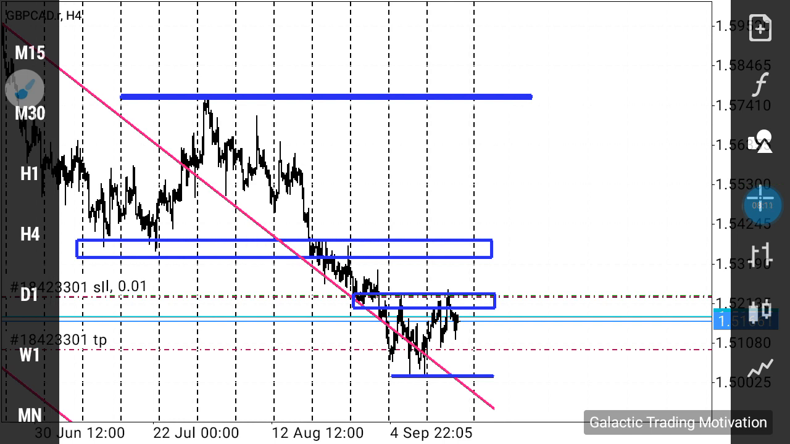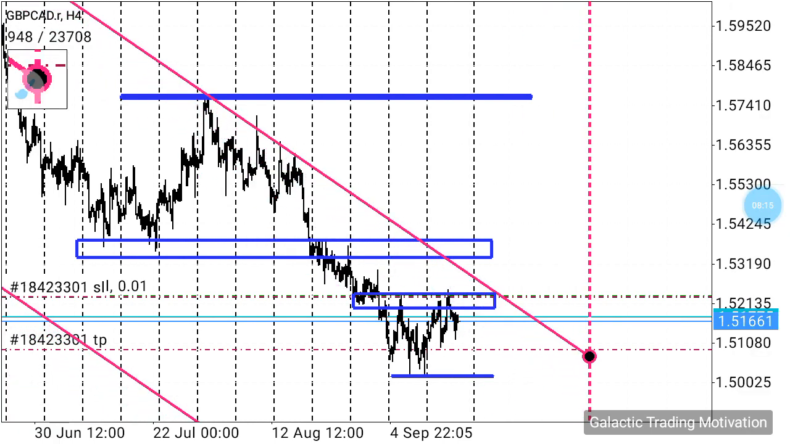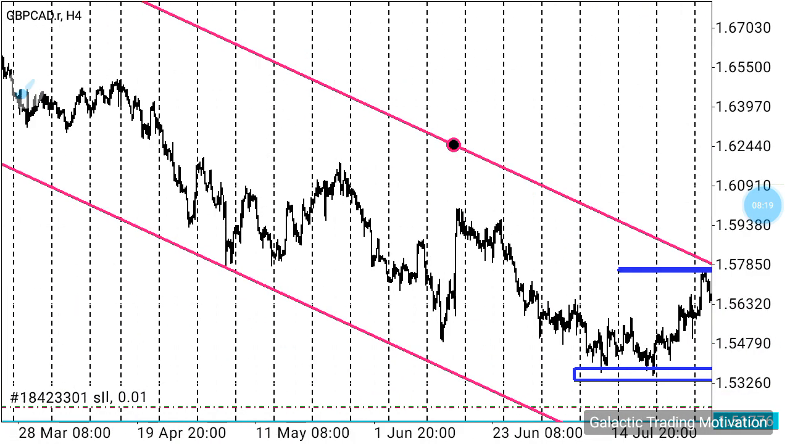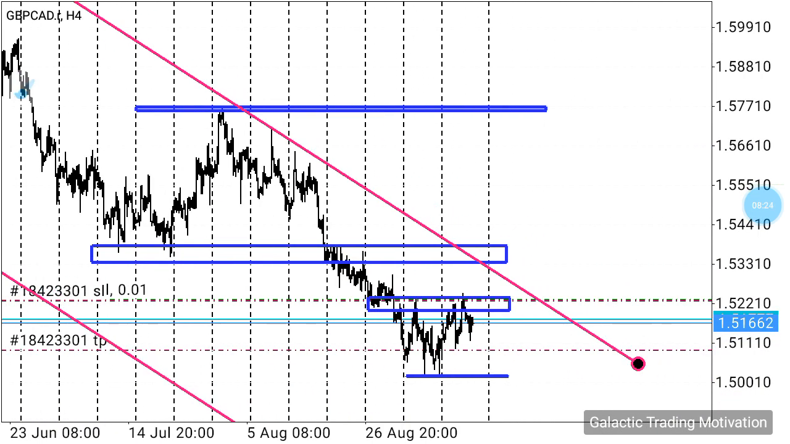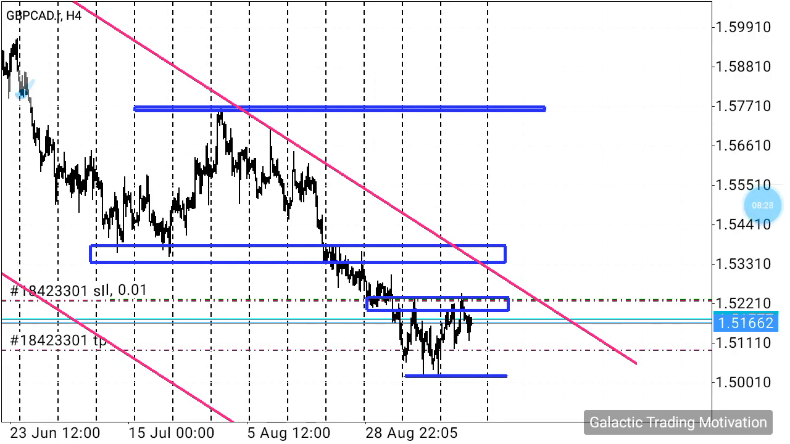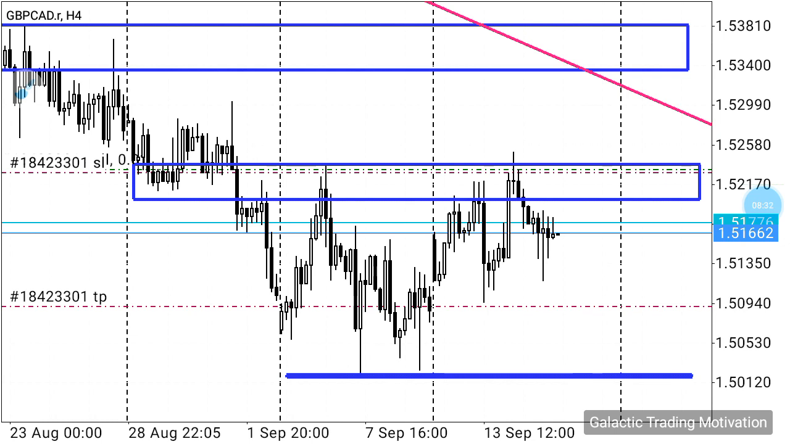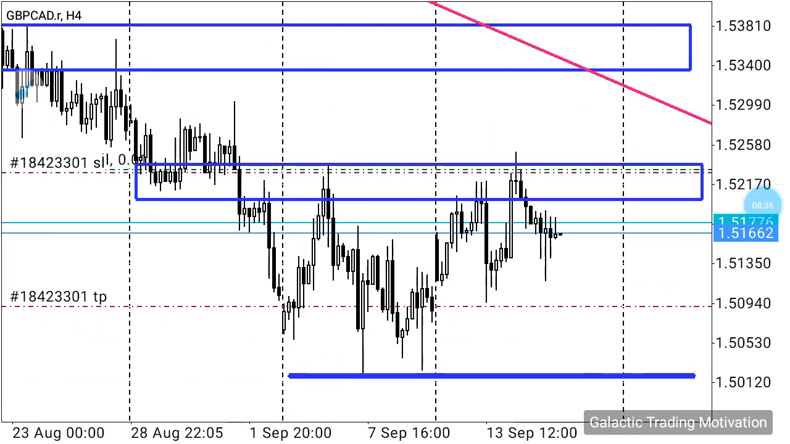So here we are on the H4 chart. I'm just gonna fix my lines. There we go. This should be fine. Right. So let's proceed. As I said, we're now on the H4 chart. What do we see in regards to the H4 chart that we should be paying attention to?